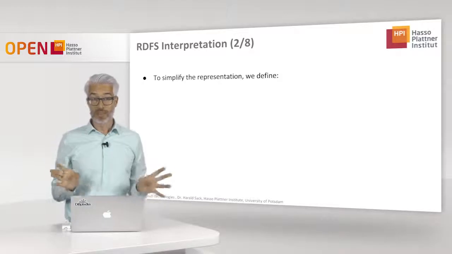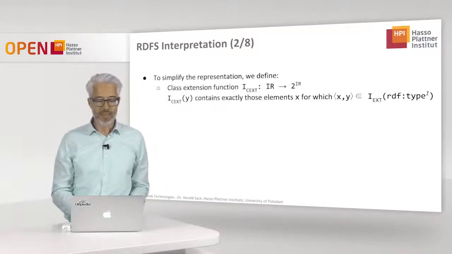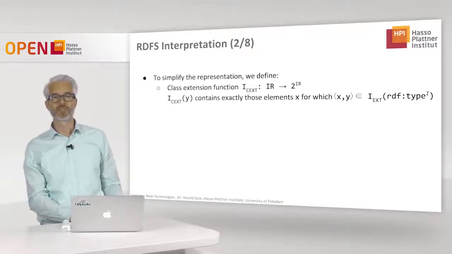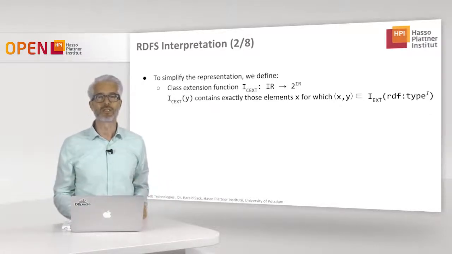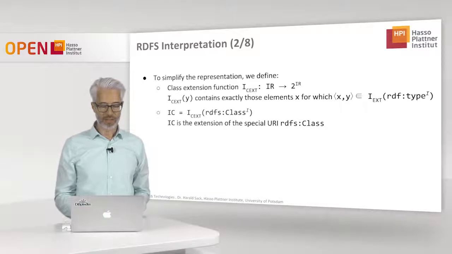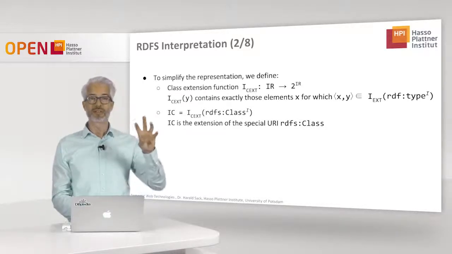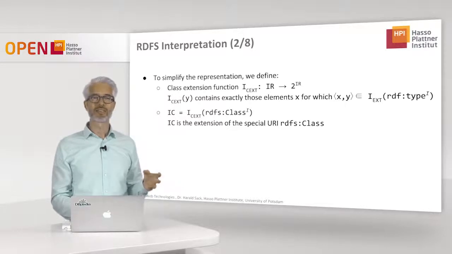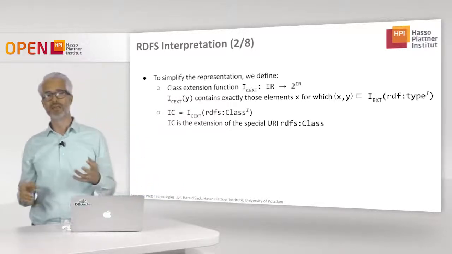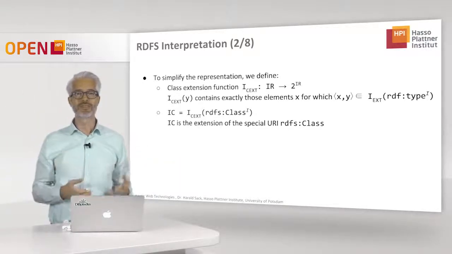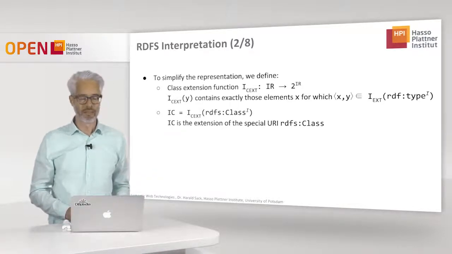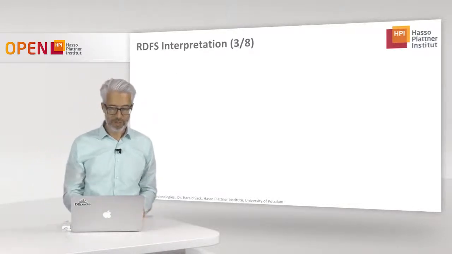But to simplify the representation first, we define another function, which is the class extension function, ICEXT. And this maps, of course, classes and lists all the elements which belong to the class. So this is the class extension function, and we will need it later on. And then we have another set defined, which is IC, which is the class extension of rdfs:Class. So this is the set IC, which contains all the available classes. So IC is the extension of the special URI rdfs:Class. Okay, what will we do with it?